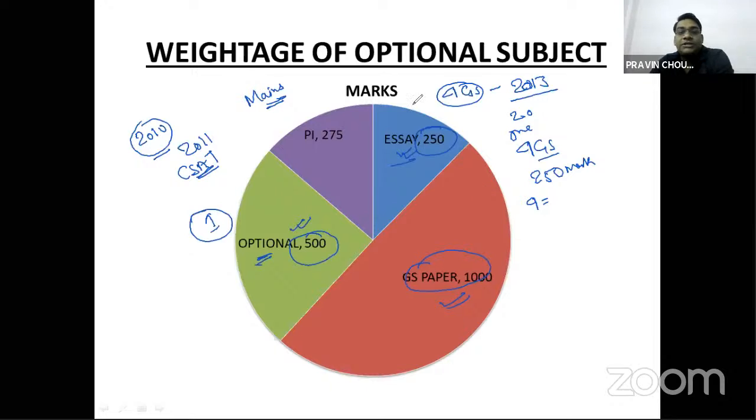Okay, so I'm just discussing choosing an optional subject. What are the important points you should keep in mind while choosing an optional subject? First of all, your interest is very, very important. Suppose you are interested in studying geography, so choose geography as your optional subject.